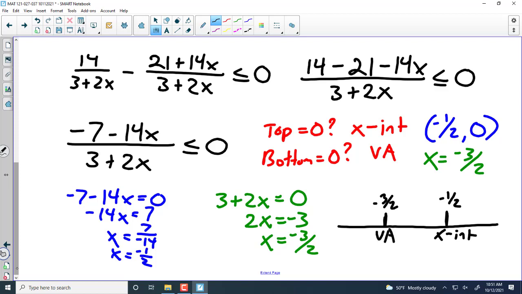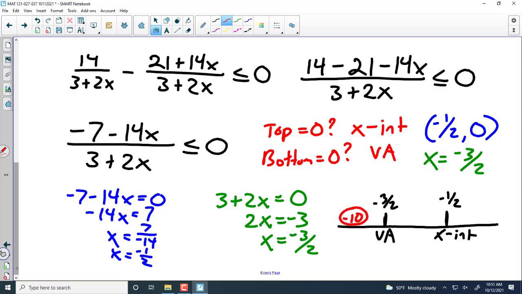Now, just because these are fractions doesn't mean your sample test numbers need to be fractions. I need something that's less than negative 3/2. You don't need the closest number to negative 3/2. You don't need a fraction. If you want to, just watch this. You can do this. Negative 10. Will that work? Mm-hmm. Yeah.